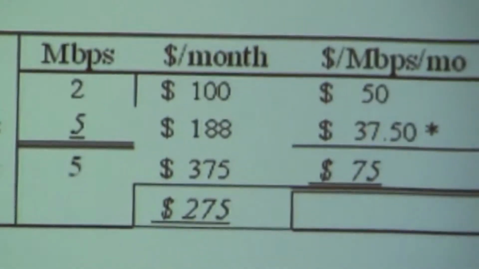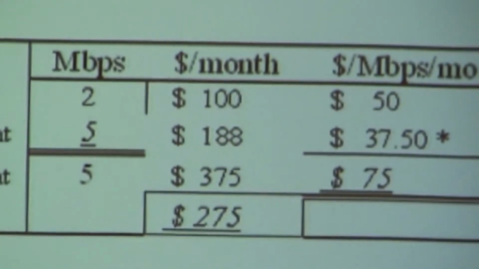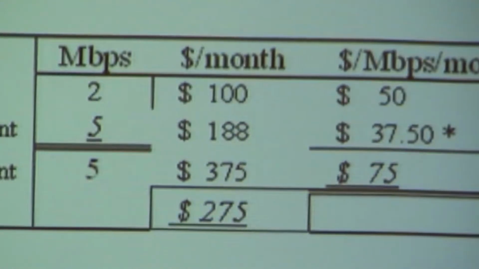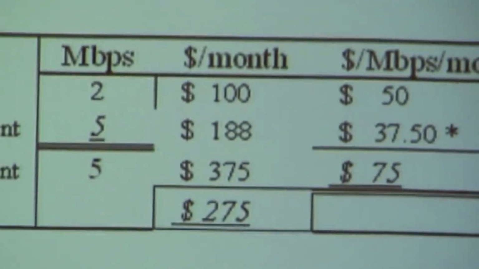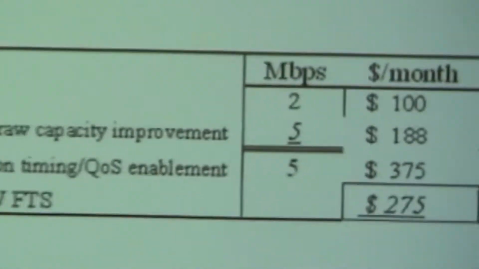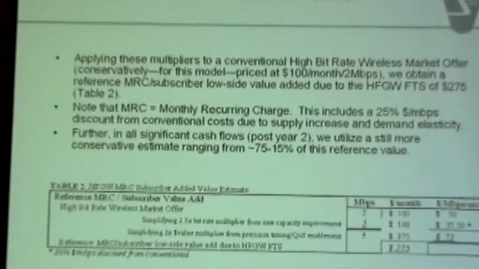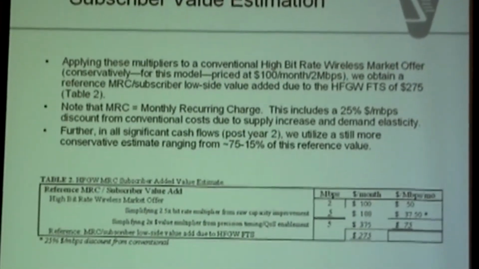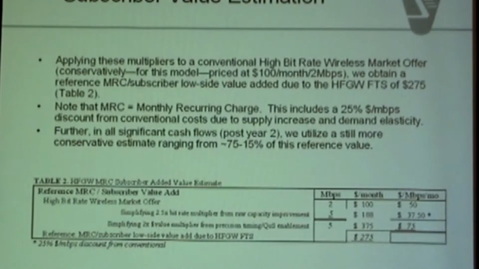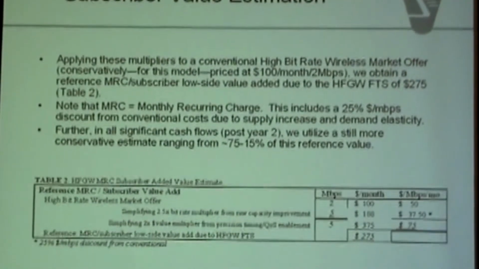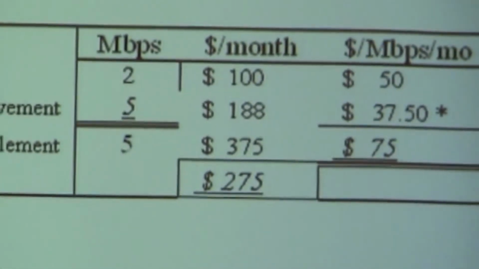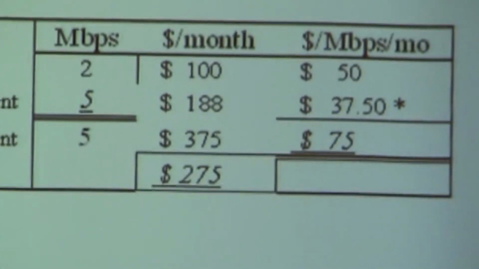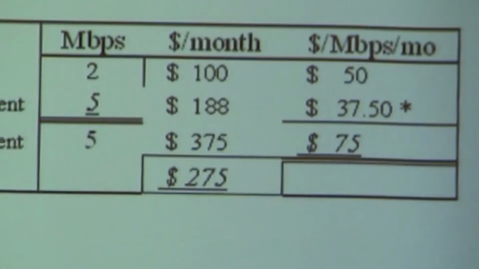This includes a 25% dollars per megabits per second discount from conventional costs due to supply increase and demand elasticity. Further, in all significant cash flows post year 2, which you'll see in the model next, we utilize a still more conservative estimate ranging from approximately 75% to approximately 50% of this reference value. In the table, you can see that $100 per 2 megabits per second per month translates into $375 per 5 megabits per second per month with the multipliers applied. That's a $275 per month subscriber value add, and that alone from a subscriber basis is significant.